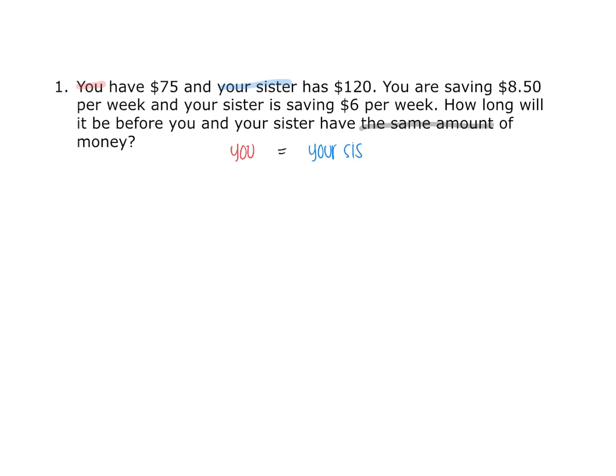Let's start by looking at you. It says you have $75. That's your starting amount, so it's your constant. It then talks about your sister, and then it says once again, you are saving $8.50 per week. Saving means you're adding to your account or your total amount of money, and this per means it's being multiplied, so this is our coefficient. So to describe you and your savings, we can say 75 plus 8.50 times x.